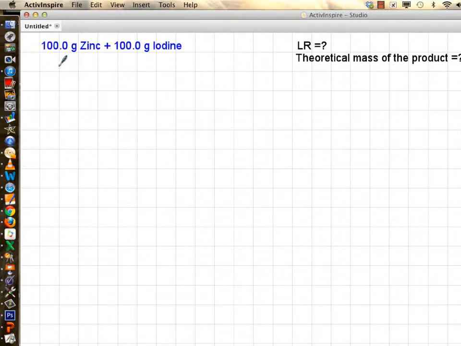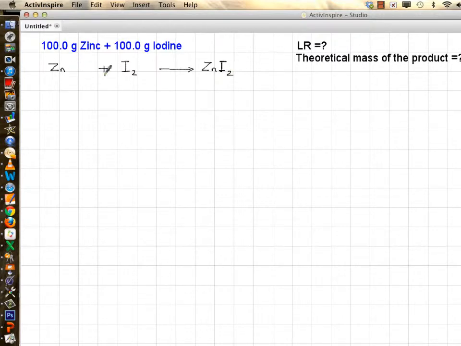Zinc is a metal, it's Zn, plus iodine. Remember, there are 7 diatomic molecules. Iodine is one of them, so it's I2, and it produces zinc iodide. Zinc has only one oxidation number, 2 plus. Iodine is group 7, 1 minus. Eventually, if you have forgotten that, it's an ionic salt, ZnI2.